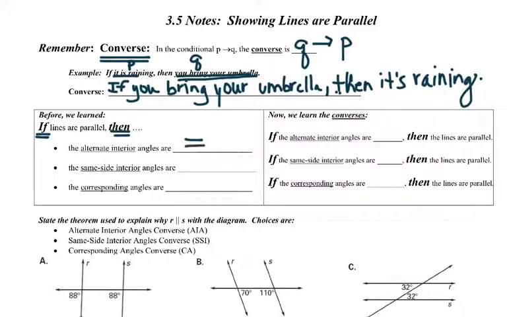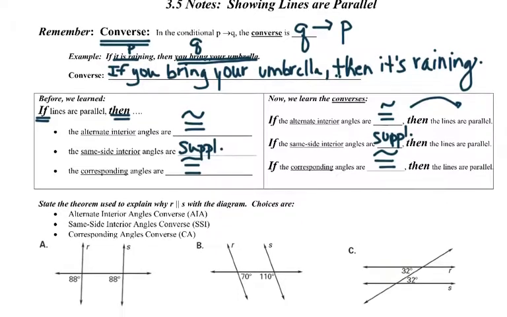So before we learned if lines are parallel, then we have these relationships, right? Alternate interior, I'm just going to abbreviate, are equal. Same side are supplementary. And the corresponding are congruent. Now we're going to learn the opposite, which is if the alternate interiors are equal, then the lines are parallel. If the same side interior are supplementary, then the lines are parallel. If the corresponding are congruent, then the lines are parallel.